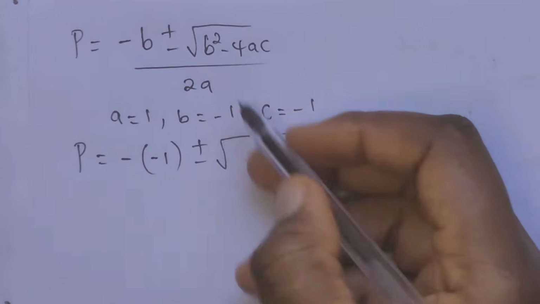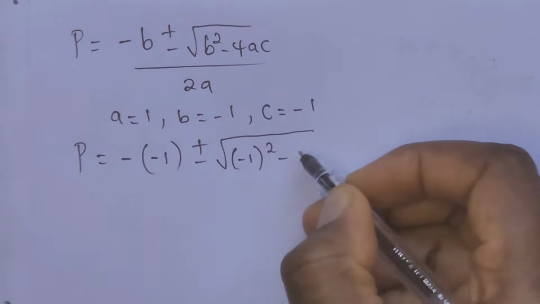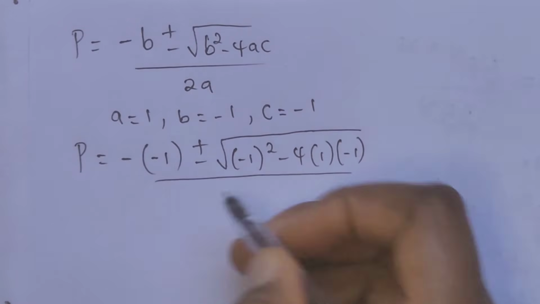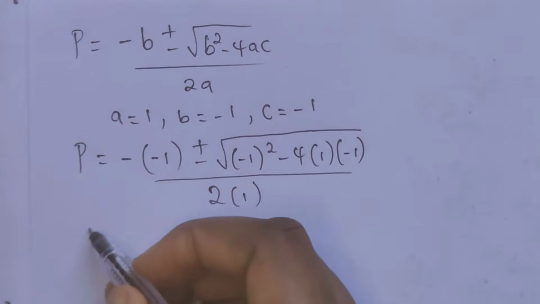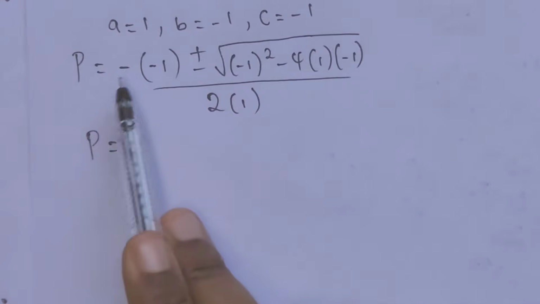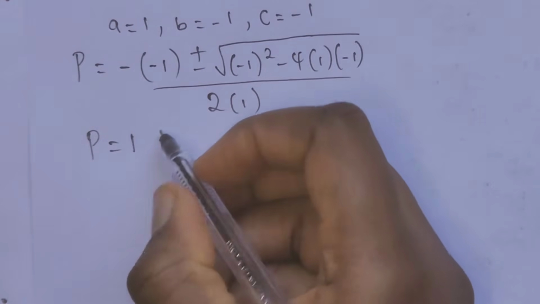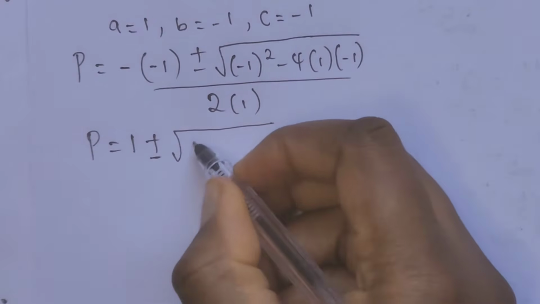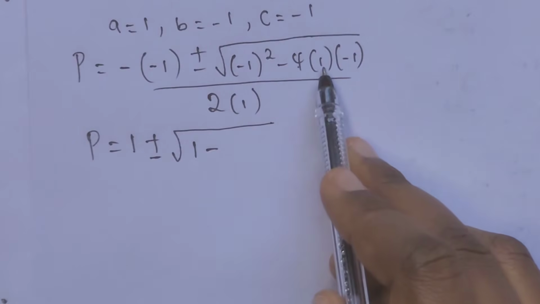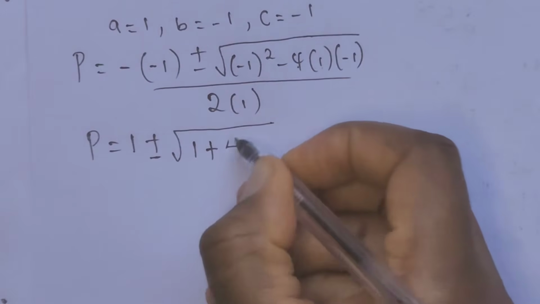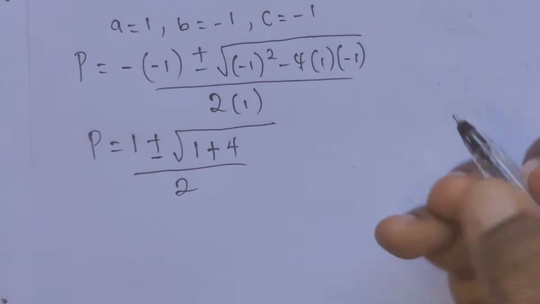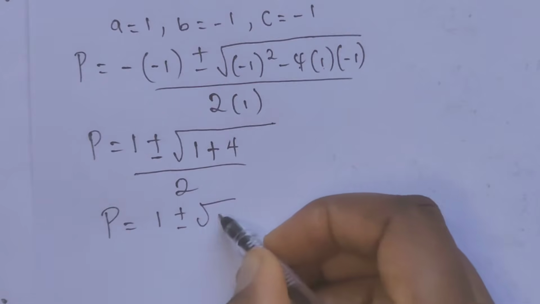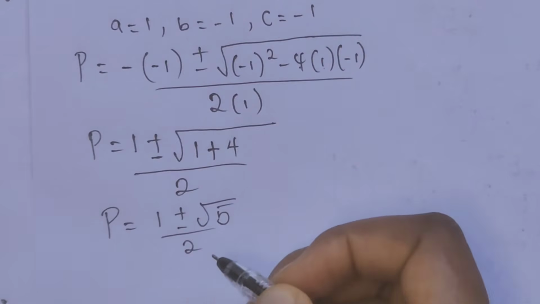So inputting this value, we have p equal to minus b, our b is minus 1, plus or minus the square root of minus 1 all squared, minus 4 times 1 times minus 1, all over 2 times 1. So p is equal to, so this negative cancels out, we have 1 plus or minus the square root of 1 plus 4, so 4 times 1 times 1 we have positive 4, all over 2. So our p is equal to 1 plus or minus root 5 over 2.